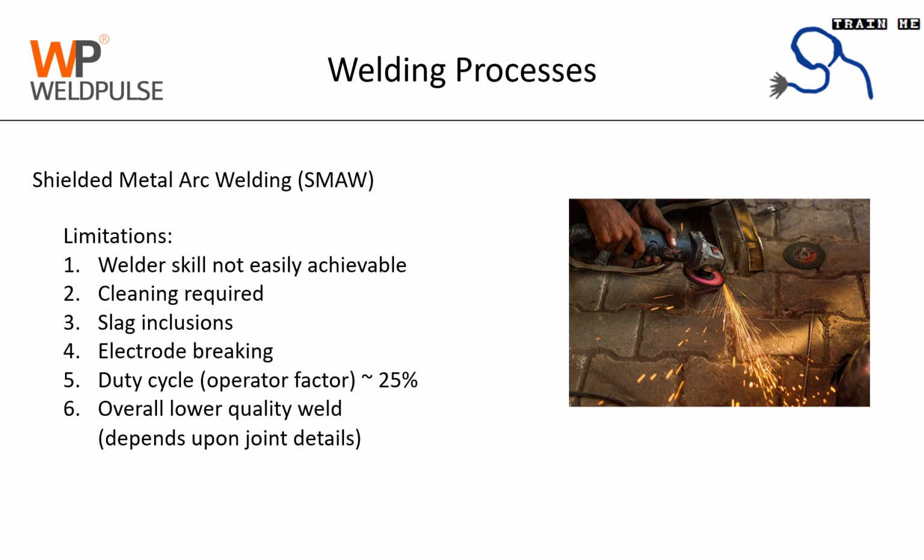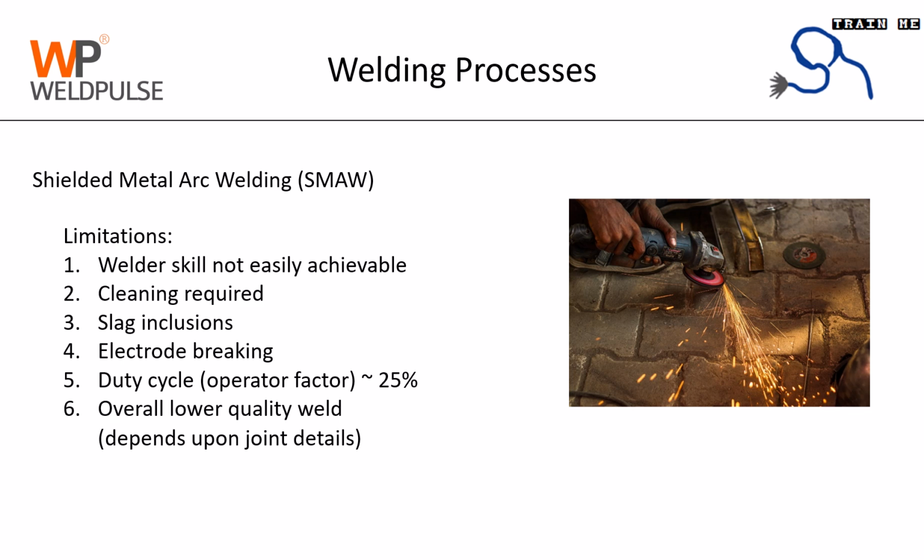Then the other bottleneck of this non-continuous process is electrode breaking. Electrodes available in 12 or 14 inches length have to be broken after some time and a new one needs to be put in. With all these factors the operator factor remains not greater than 25%.